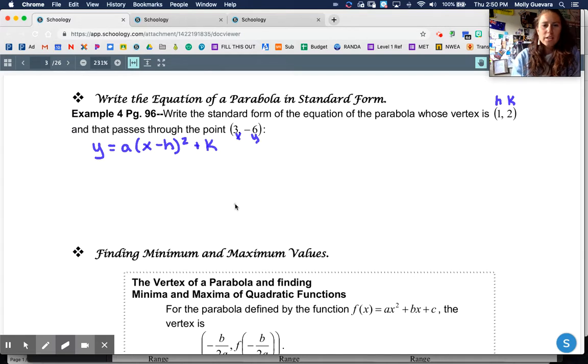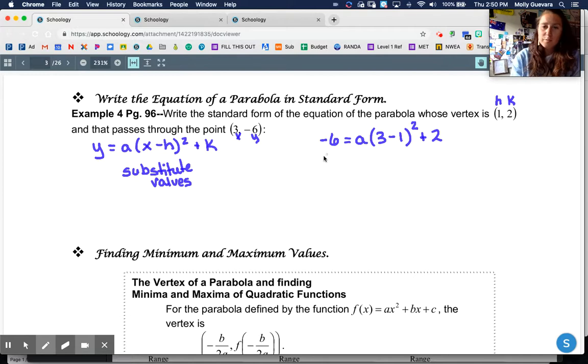So the question is, can I plug in these values and solve? And the answer is yes, right? So we're just going to substitute our values in. So my y is negative 6. I don't know what my a is. My x is 3 minus my h is 1 squared plus my k is 2.